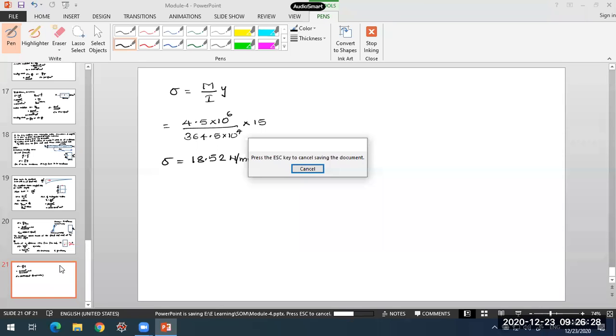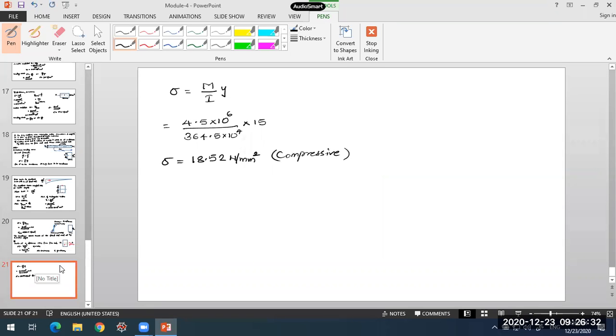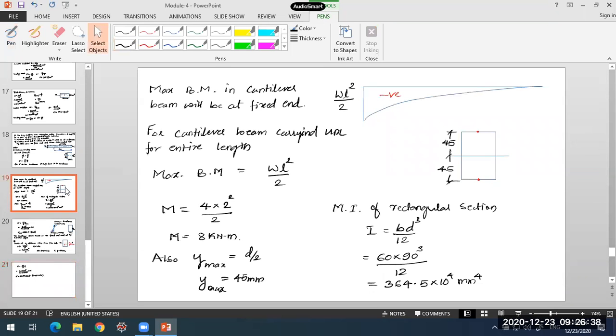Any difficulty in that part for determining the bending stress? In the first case, we went for determining the maximum bending stress. For that, first we calculated the maximum bending moment and the maximum distance of the point from the neutral axis, y max. For the cantilever beam, the bending moment will be maximum at the fixed support.